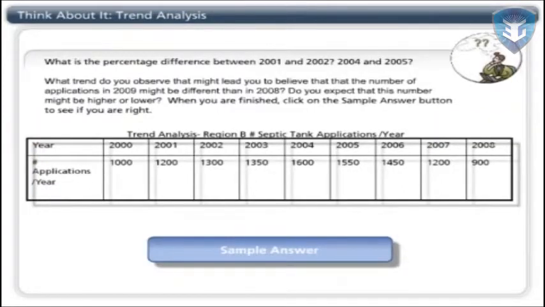What is the percentage difference between 2001 and 2002? 2004 and 2005? What trend do you observe that might lead you to believe that the number of applications in 2009 might be different than in 2008? Do you expect that this number might be higher or lower?